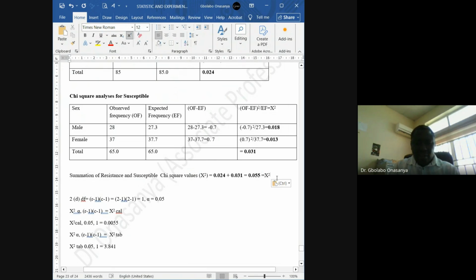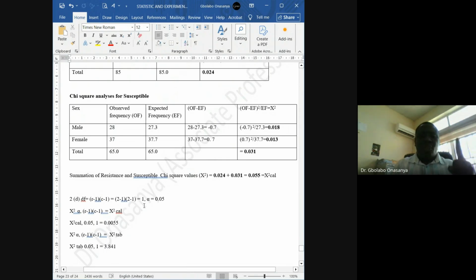X calculated. S calculated. Now we proceed. Look at it here: degree of freedom, which is now our K minus 1. Degree of freedom here is (row minus 1) times (column minus 1). That is how we determine the degree of freedom. Then (2 minus 1) times (2 minus 1), we get 1.